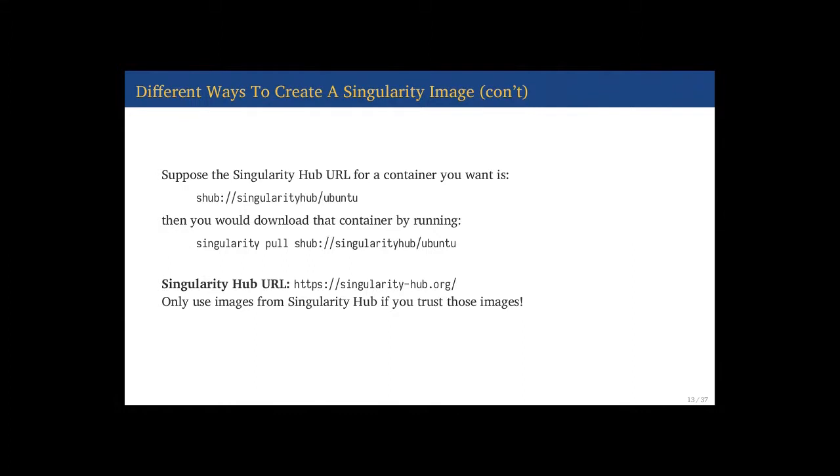So suppose you go to Singularity Hub, which is singularity-hub.org, and you find an image you like. You trust the stuff with that image, so there's nothing untoward in there. And let's say you were looking for Ubuntu. Well, you don't have to set it up yourself. The URL from Singularity Hub is shub://SingularityHub/Ubuntu. So all you have to do, once you load the Singularity module, is go singularity pull, put the URL, and it will download it. Very straightforward and elegant.